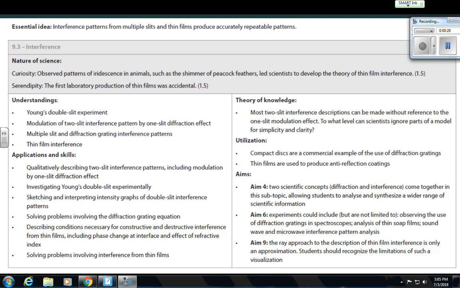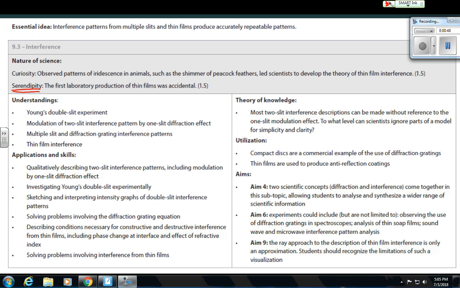We talk about patterns of iridescence in animals, and notice this little serendipity part here: the first laboratory production of thin films was accidental. This is something they mention in your textbook quite a bit, so you probably want to know about it. It turns out that the discovery of thin film interference was an accident in a laboratory, and then lots of uses have come from that.